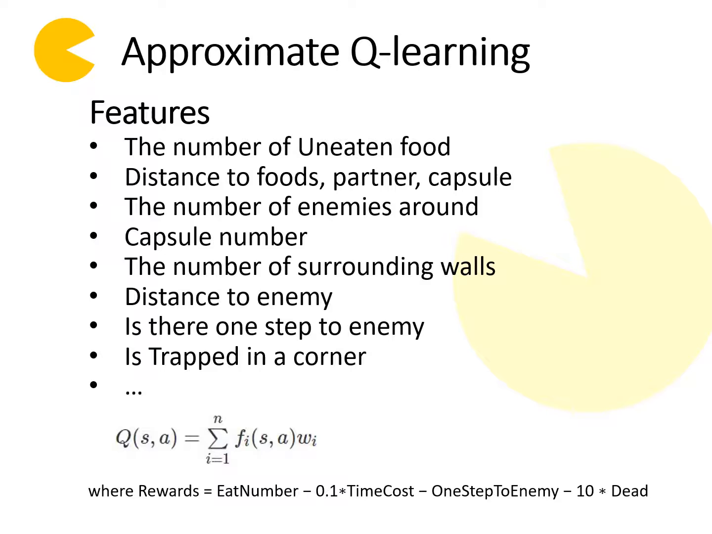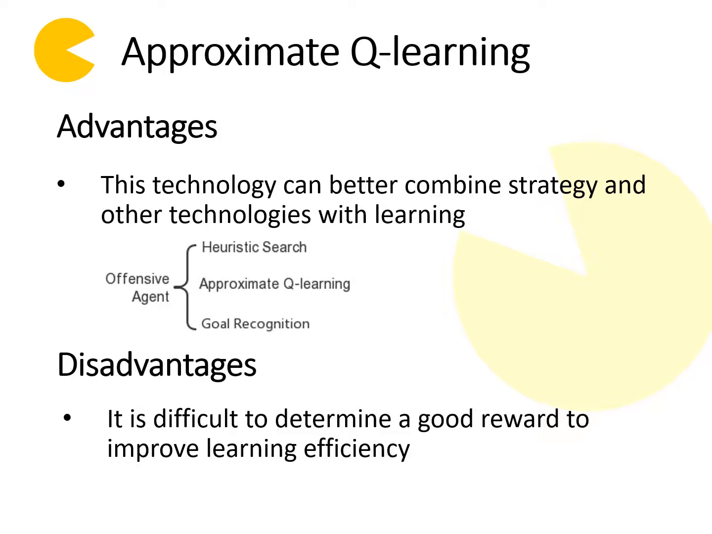The reward is calculated as mentioned on the slide. For each step, the action with the highest Q value is chosen as the next action. The final weights of our agent are trained 100 times and have been adjusted manually. The approximate Q-learning is effective and guarantees convergence. It can be easily integrated into the offensive agent with other techniques with learning. However, it is difficult to determine a good reward to improve learning efficiency.